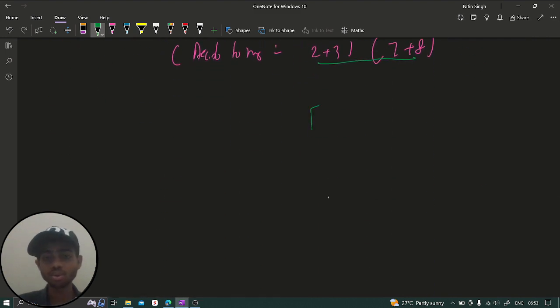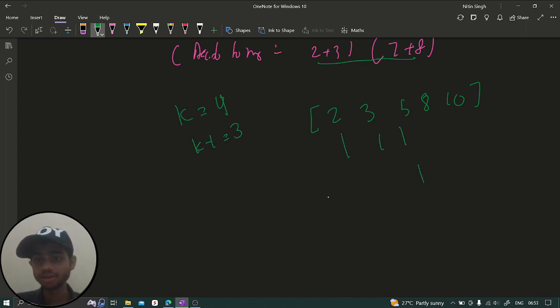If we have a cost array after sorting 2, 3, 5, 8 and 10, and k is 4, that means we have to put the marbles in 4 bags. So k minus 1 is 3, and we have to take the first 3 values and the last 3 values. The last 3 values are 8, 13, 23.